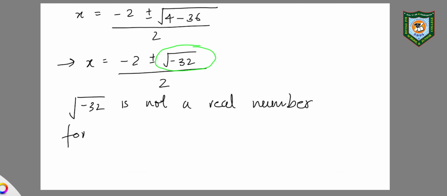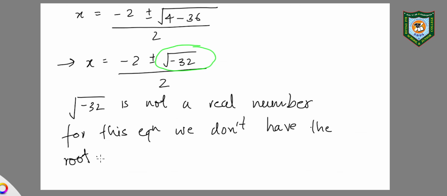for this equation, we don't have the roots which are real. So, as under root minus 32 is not a real number, for this equation, we don't have the roots which are real.